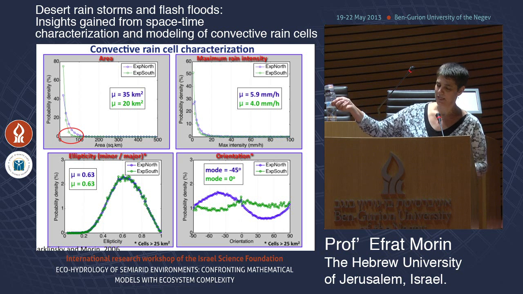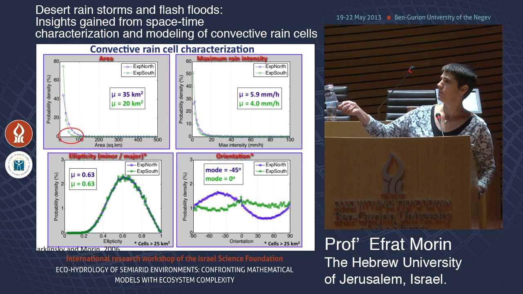This is the area of the cells. Note that most of the convective rain cells are up to 100 square kilometers, which is important for later.